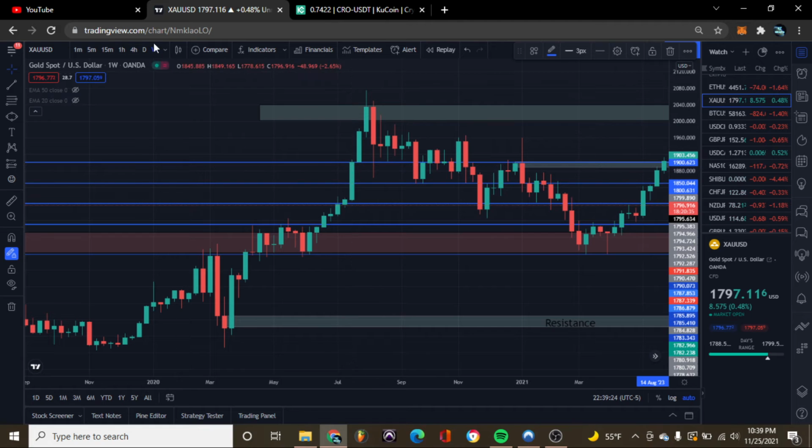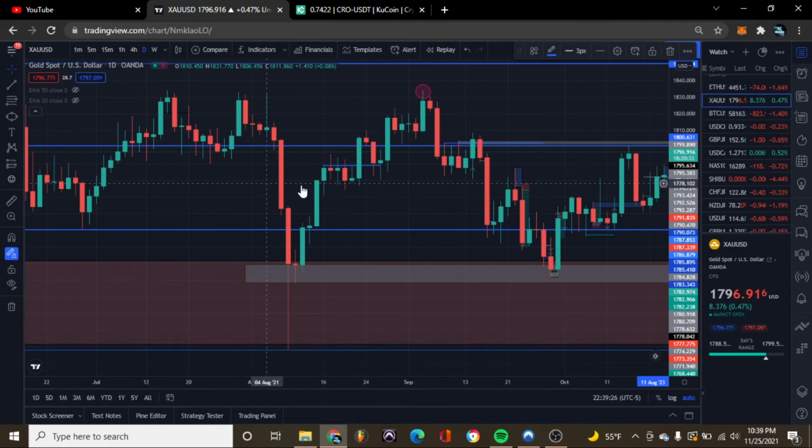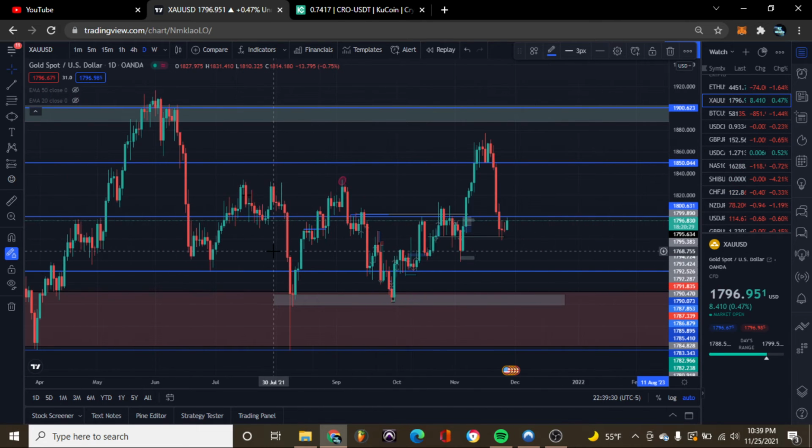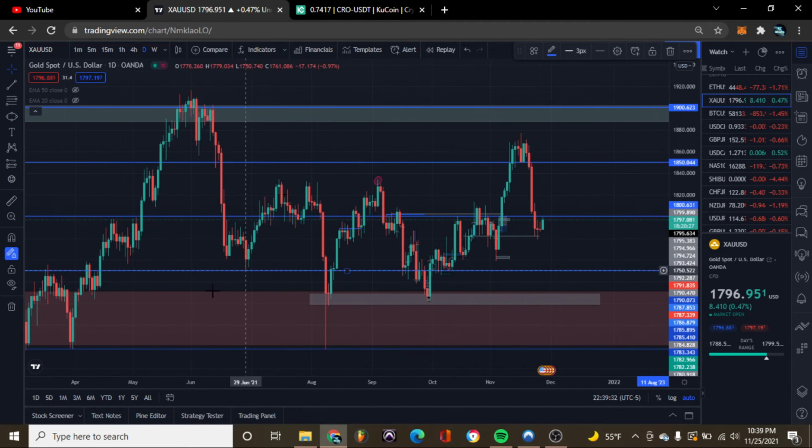You feel me? Go down to the daily. Each one is a day. Look how it reacts off of the support and resistance lines. It's a little crazy, but at the end of the day, all you really just want to buy from support levels and sell at resistance levels. That's what you want to do.